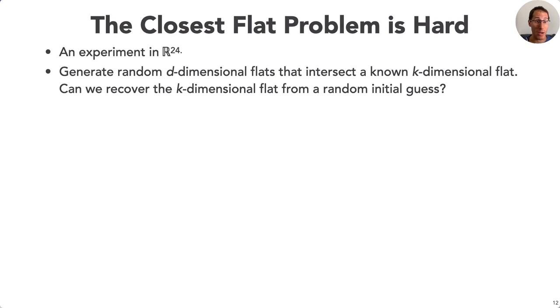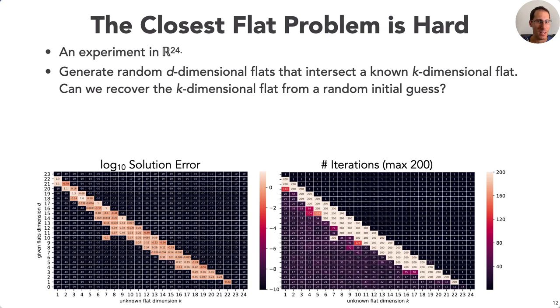So we can generate random d-dimensional flats that intersect a known k-dimensional flat, and we can check different values of k and d and see what happens. So, can we recover the k-dimensional flat, since there's a known one, from a random initial guess? All right, so here's a plot of this experiment, and I'll highlight some things.